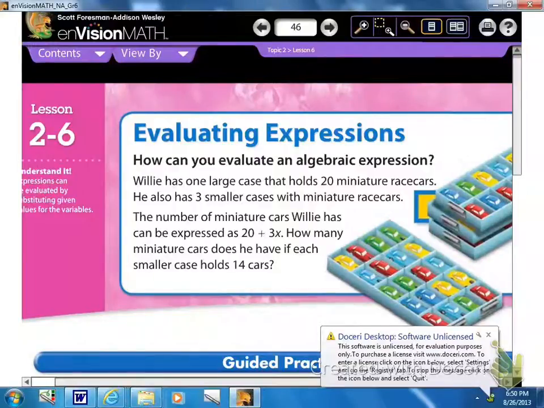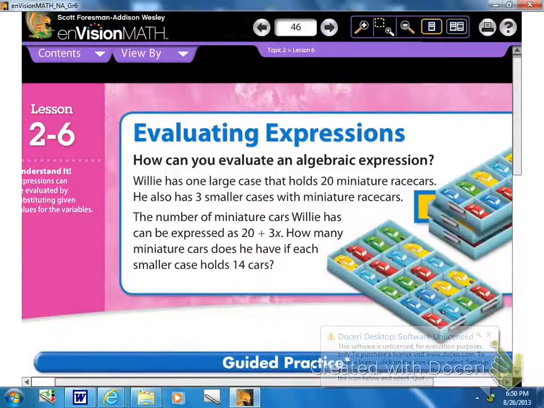Okay, we're looking at lesson 2-6, evaluating expressions on page 46. Evaluating expressions or solving algebraic expressions. How can you evaluate an algebraic expression? So here's our example. Willie has one large case that holds 20 miniature race cars. He also has 3 smaller cases with miniature race cars. So the number of miniature cars Willie has can be expressed as 20 plus 3x.